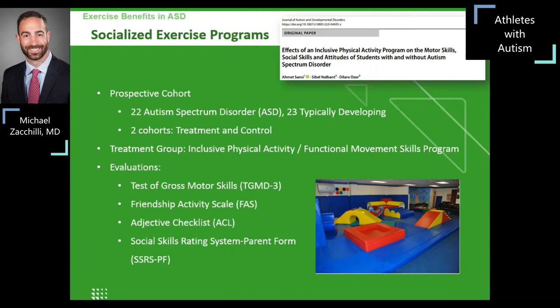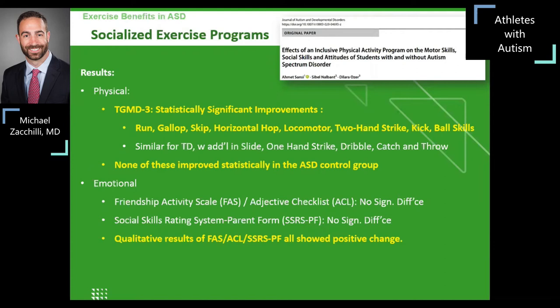And what we saw here is that they had statistically significant improvements in the ability to run, gallop, skip, hop, strike, and kick balls. So all of these are drastic improvements for these patients, and none of these improved in a control group. So it really shows that even though there's anatomic change and pervasive abnormalities, we can improve them. We also see that there's a qualitative improvement in terms of the overall social function.